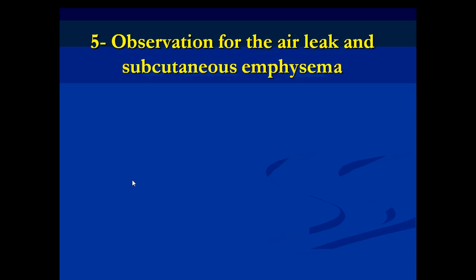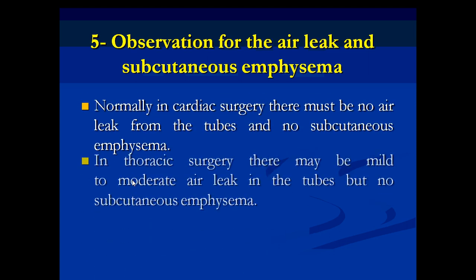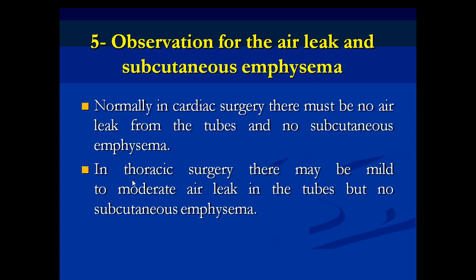Observation for air leak and subcutaneous emphysema is a very important point. Usually in cardiac surgeries there must be no air leak from the tubes and no subcutaneous emphysema, because the lung is not injured. So there is no source of air inside the chest. After cardiac surgery, the tube drains should not give any air leak, just fluid drainage, like blood or serous fluid or any collection after the operation.